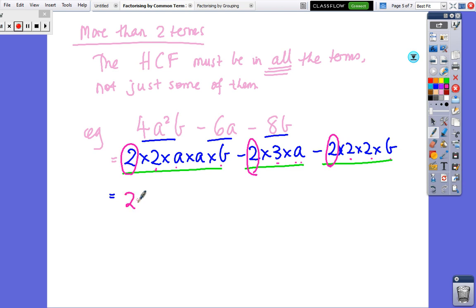So the answer is just 2 bracket, and then we put everything back together. So 2a squared b minus 3a minus 4b. And that's my B tier. And that's the answer. Okay, copy that down, and when you're ready, we're nearly on our last slide.